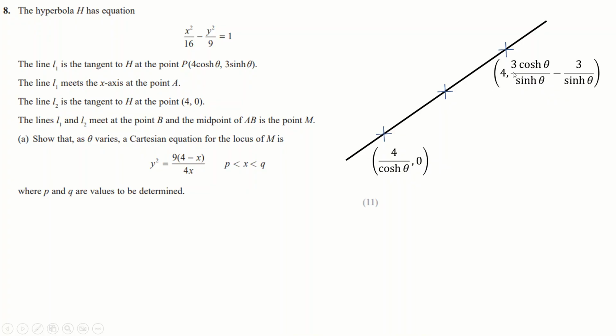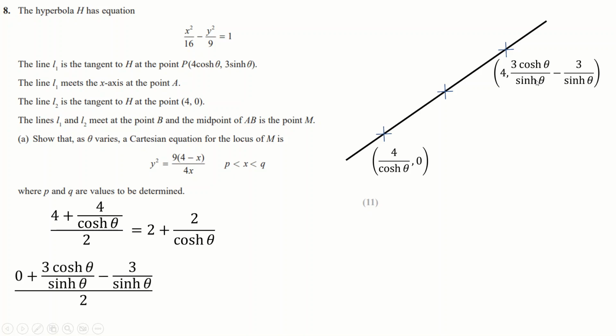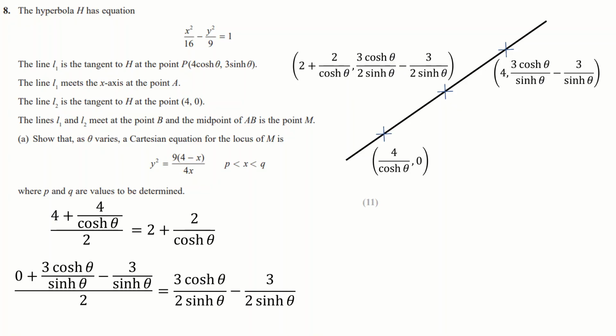Now to find the midpoint, you just average the x and the y coordinates separately. So we do this plus this divided by 2 is the average of the x coordinates, which will be, of course, this, and the average of the y coordinates is this plus this over 2. 0 plus this is just that, so we just divide that by 2 and we get this. So that's our coordinate for M.